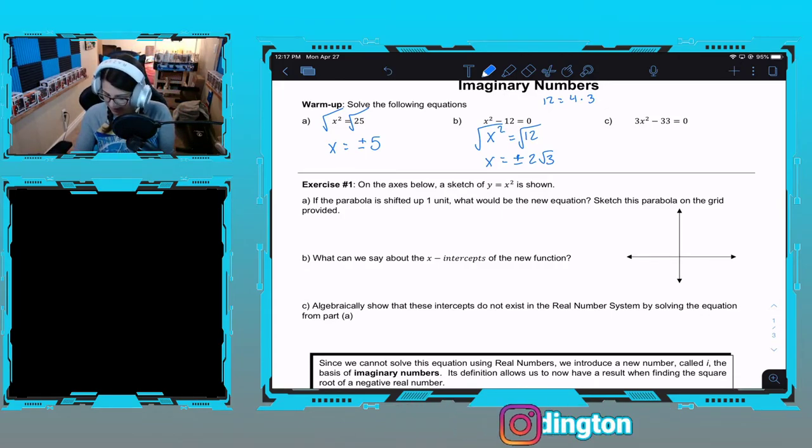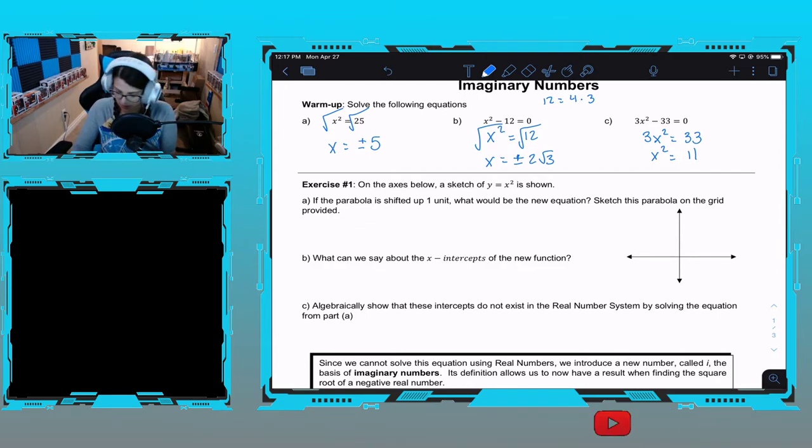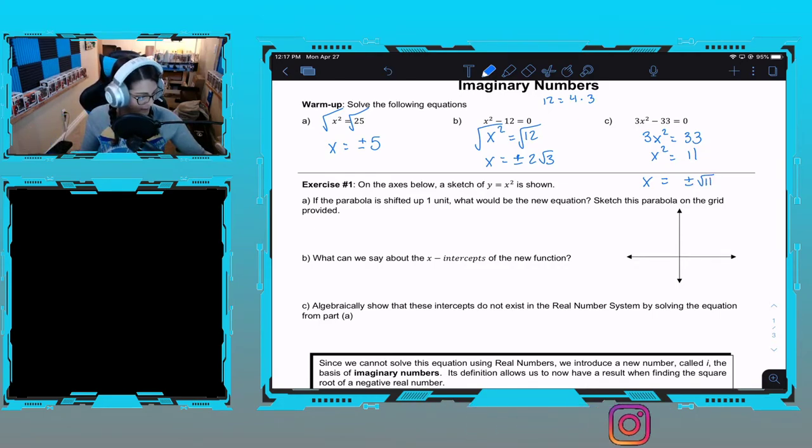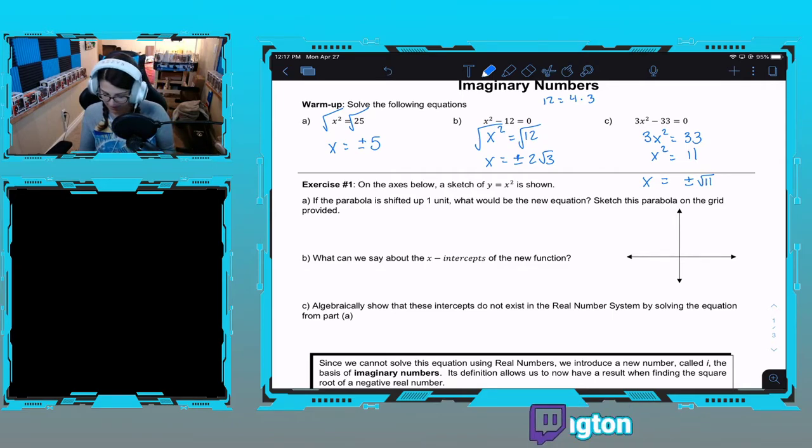And then the last one, we would have to add 33 over first. Then we'd have to divide by 3. And then we would still square root. Now this one doesn't come out pretty, so we're just going to leave it as the radical. So nothing new there. We've been doing that for a few years now.